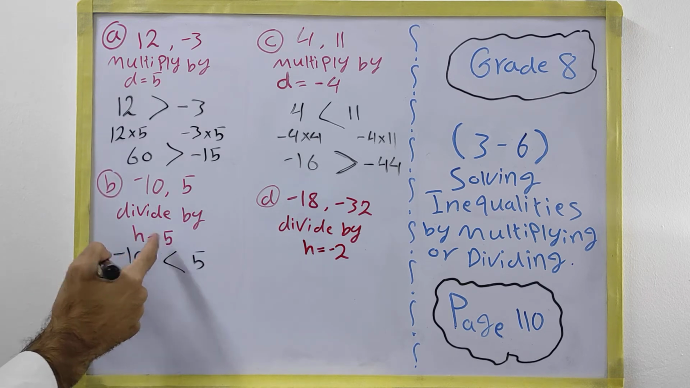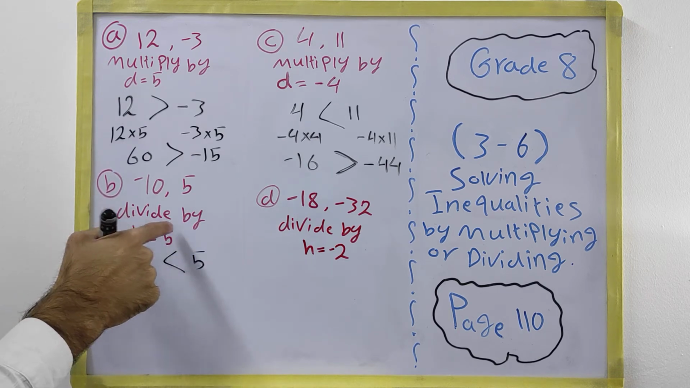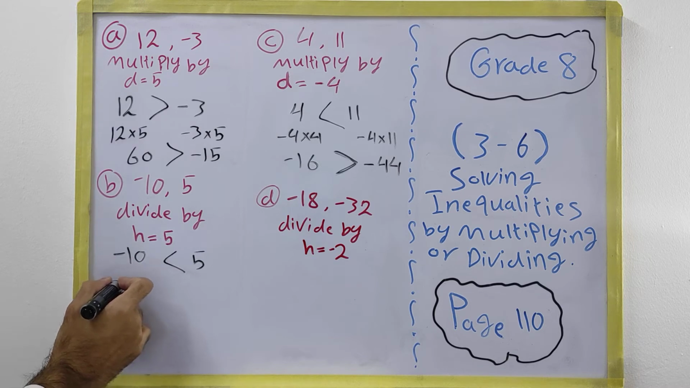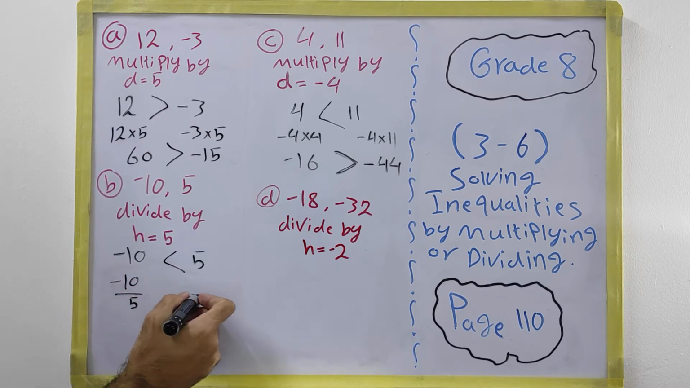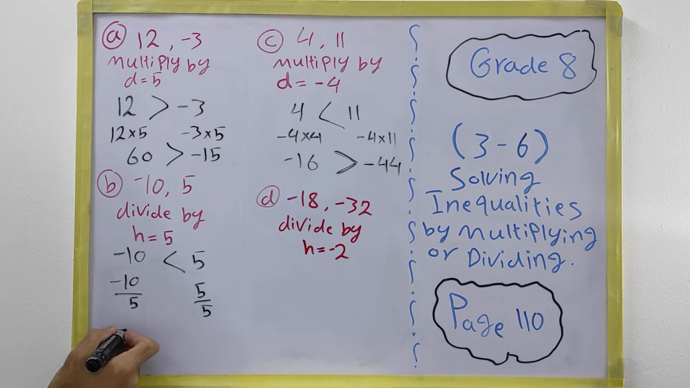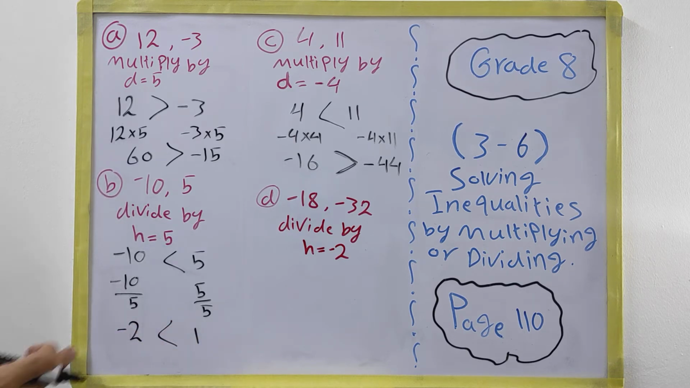What if we multiply both of them by divide? Sorry, it was divide. What if we divide both of them by 5? It would be negative 2. The other side would be 1. This is positive 1, this is negative 2. We know that positive 1 is greater. The sign stays the same when we divide it by a positive number.